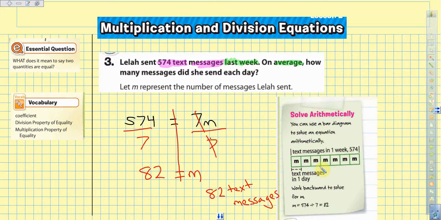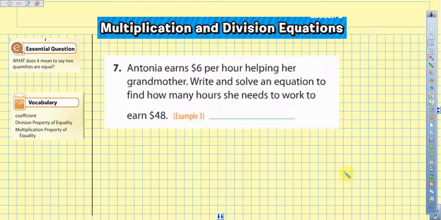Here is another way to look at it. Each day, the messages out of 7. This is 7 days. This is one day, a total of 574. So all of these days will equal 574. You need to figure out how many were sent per day, for 7 days. So 7 times M, or 7 M's. You can look at it that way. That's that coefficient. 1, 2, 3, 4, 5, 6, 7 M's equals 574. So two different ways to look at it. Here's one for you. Try it.